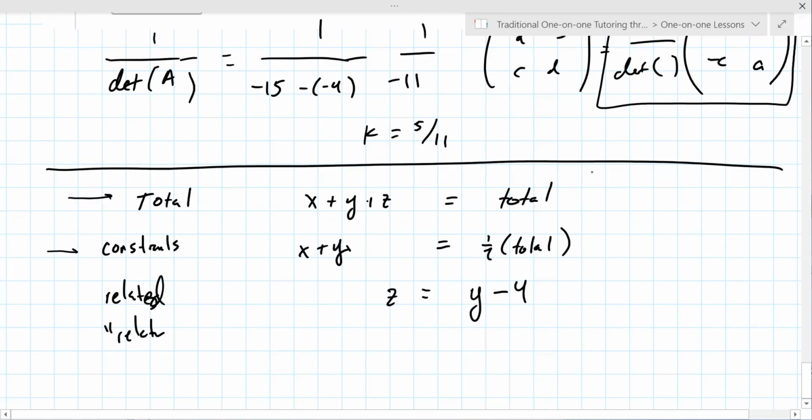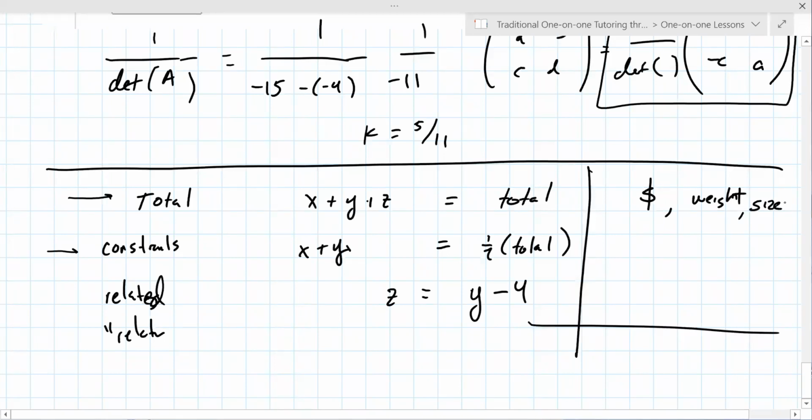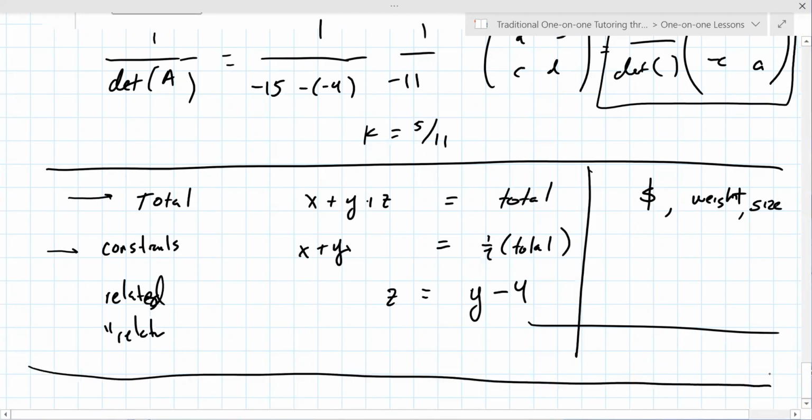In terms of your problems, sometimes there's a money element or a weight or a size. But if you can't set it up, you obviously can't do the problem, so you have to look very carefully at them. The ones in WebAssign are very tough. I don't know if your exams are that tough.